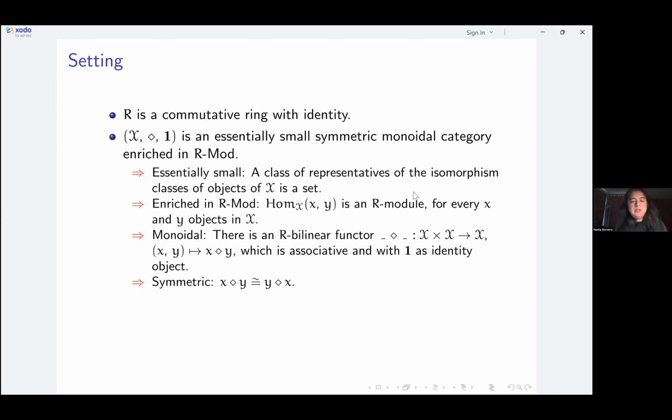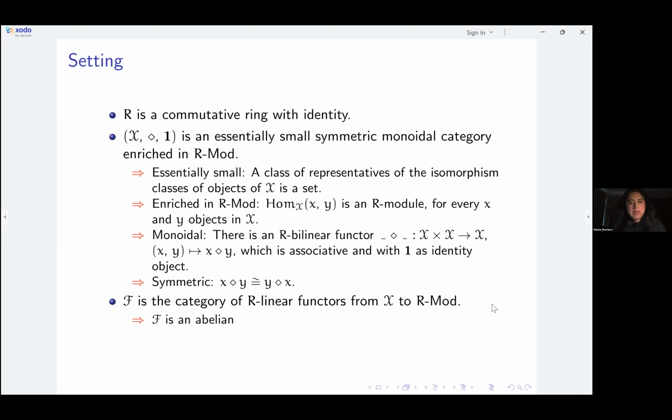So under these conditions on X, when we consider the category of R linear functors from X to R mod, because this is what I'm interested in, this category is, of course, an abelian category, because we're going to R mod. But it turns out to be also a symmetric monoidal category, also enriched in R mod. It is no longer essentially small, of course, but it has a tensor product that is also symmetric. And this is denoted in this way.